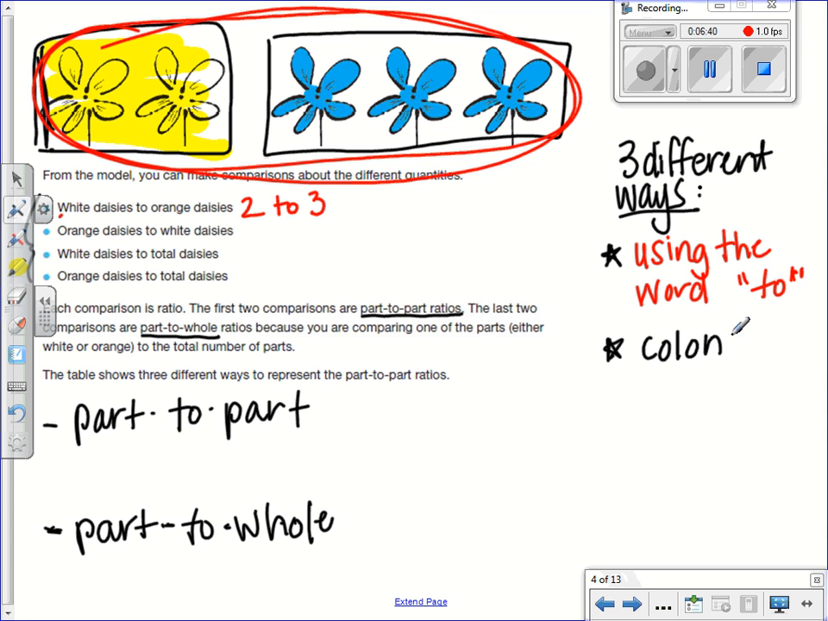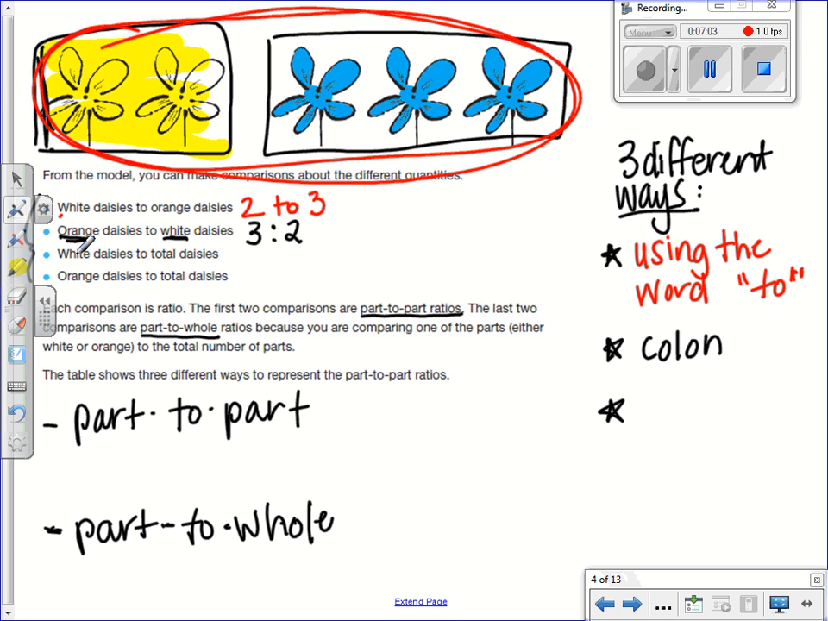Okay, so for this example, which is another part to part, we have part of what we're talking about and then another part of what we're talking about. So this time we're talking about orange to white. So we would say orange is 3 and then a colon, and then white was 2. So we have a ratio of 3 to 2 using a colon.